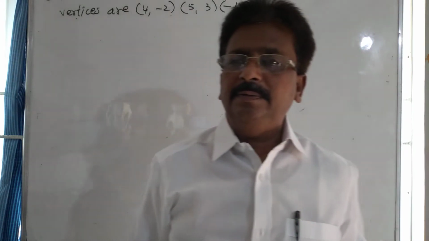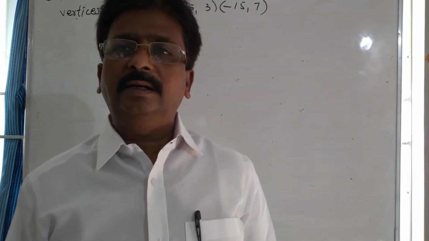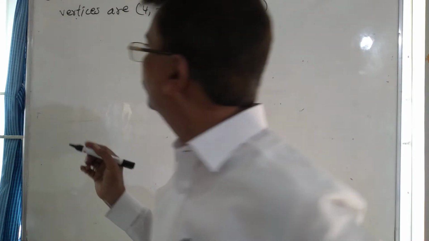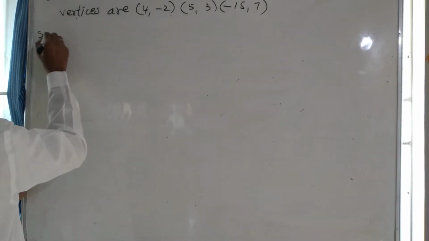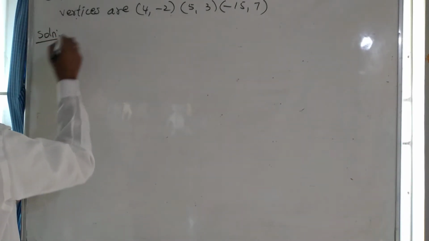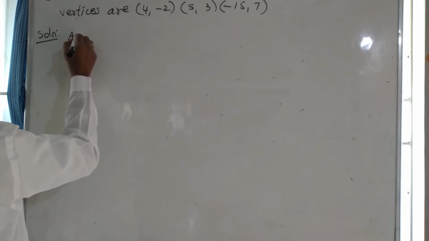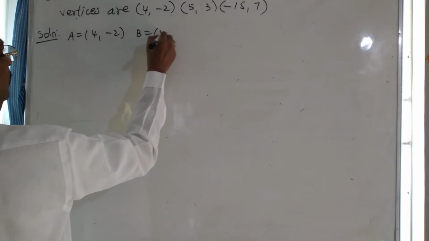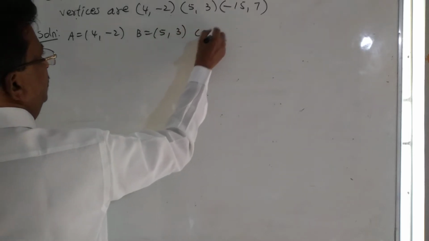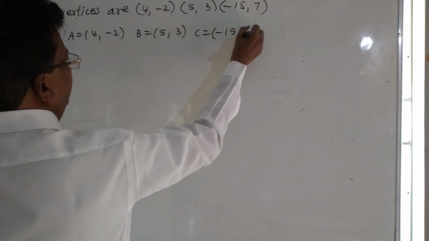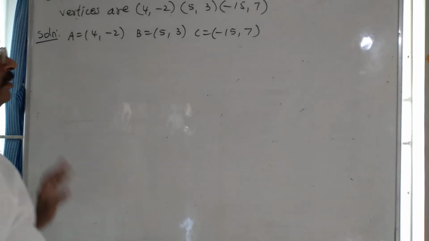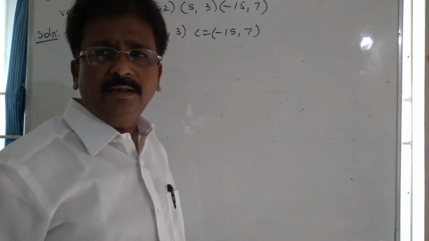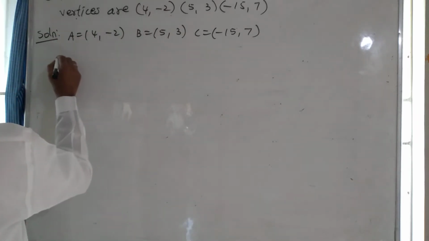Okay, first let us verify whether this triangle is right angled or not. A is equal to (4, -2), B is equal to (5, 3), and C is equal to (-15, 7). Now according to Pythagoras theorem, let us find the AB length.